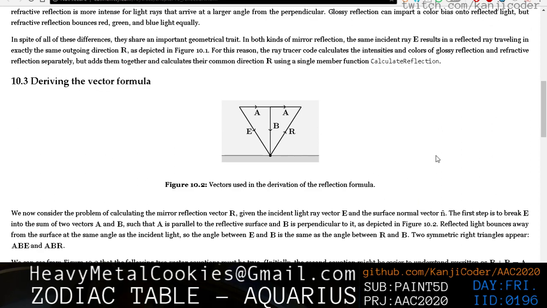Okay, 10.3, deriving the vector formula. So we've got this E and R, and we've got this B. I think these arrows are denoting what direction these vectors are pointing in, so we're not really looking at line segments. I think we're supposed to be looking at vectors, so these lines in this diagram are representing vectors, and the little arrows tell me what direction they're pointing in. I'm pretty sure, because these aren't congruency lines, these are just direction lines, I believe. Vectors used in the derivation of the reflection formula. Okay.